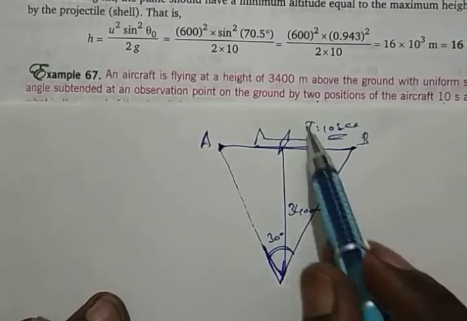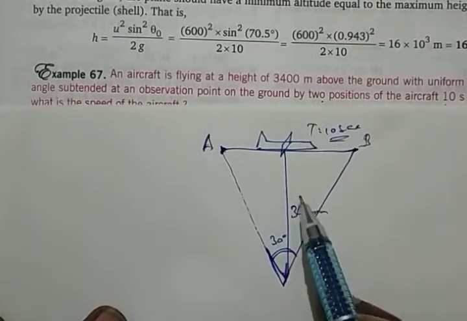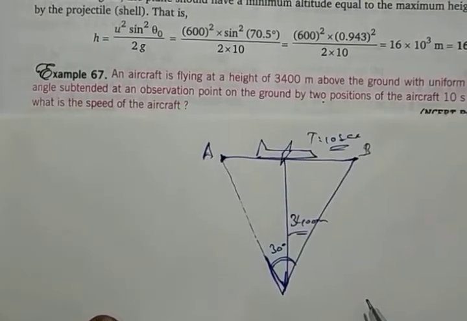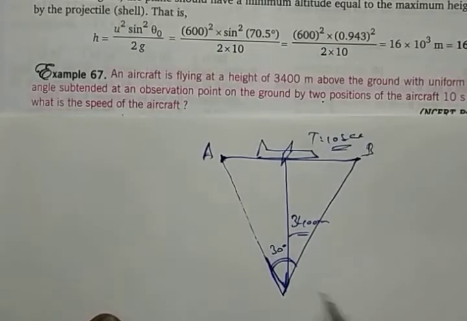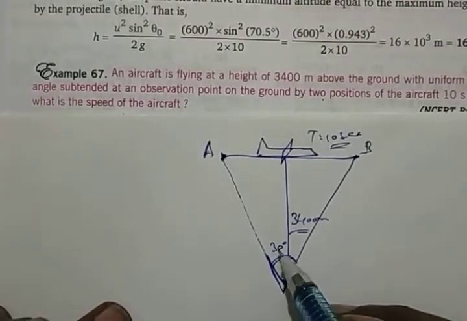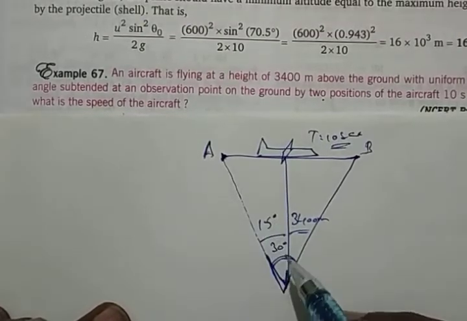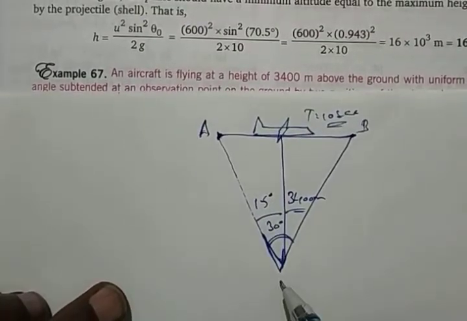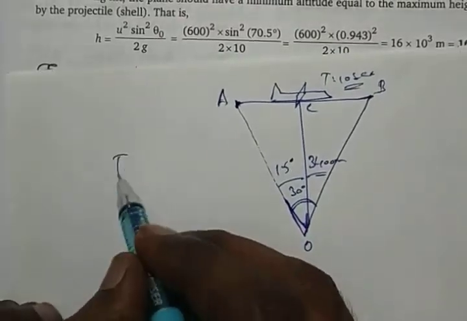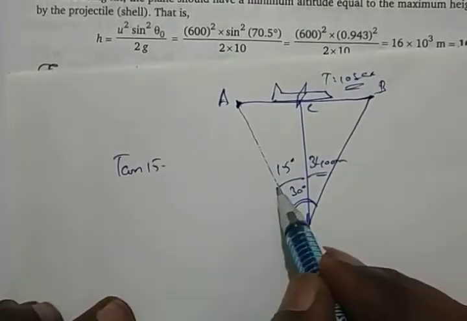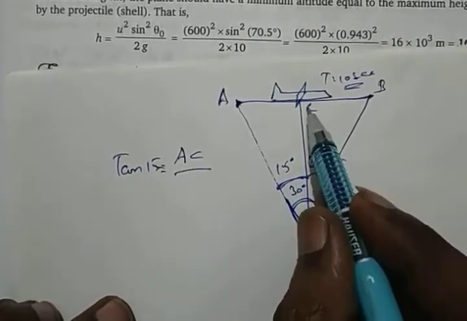And that aircraft is at a height of 3400 like this. Now what is the speed of the aircraft, it is asked. If the total angle is 30, half of it is equal to 15 degrees. So this is O, this is C. So you can get tan 15 is equal to AC upon CO.